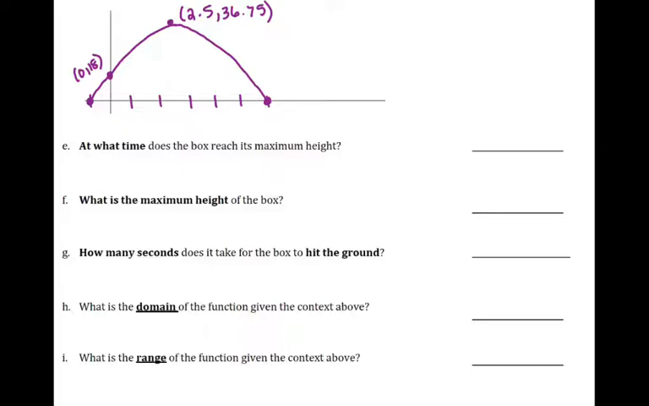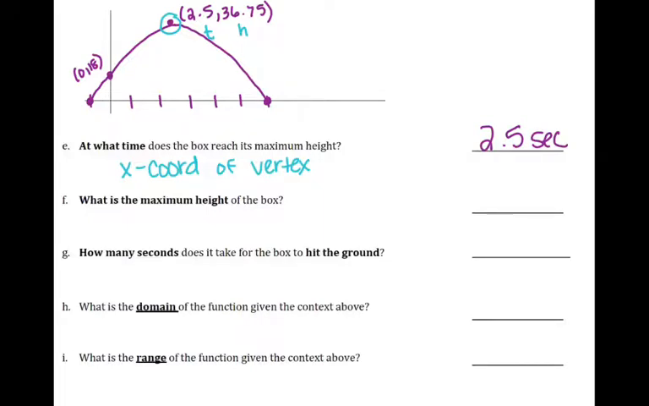Okay, so at what time does the box reach the maximum height? So I can see my maximum is right here. Your vertex actually gives you two pieces of information. It tells you the time, and it also tells you the height. So at what time does the box reach the maximum height? You are looking at the x-coordinate of the vertex. Don't forget your units, of course. So this is 2.5 seconds.